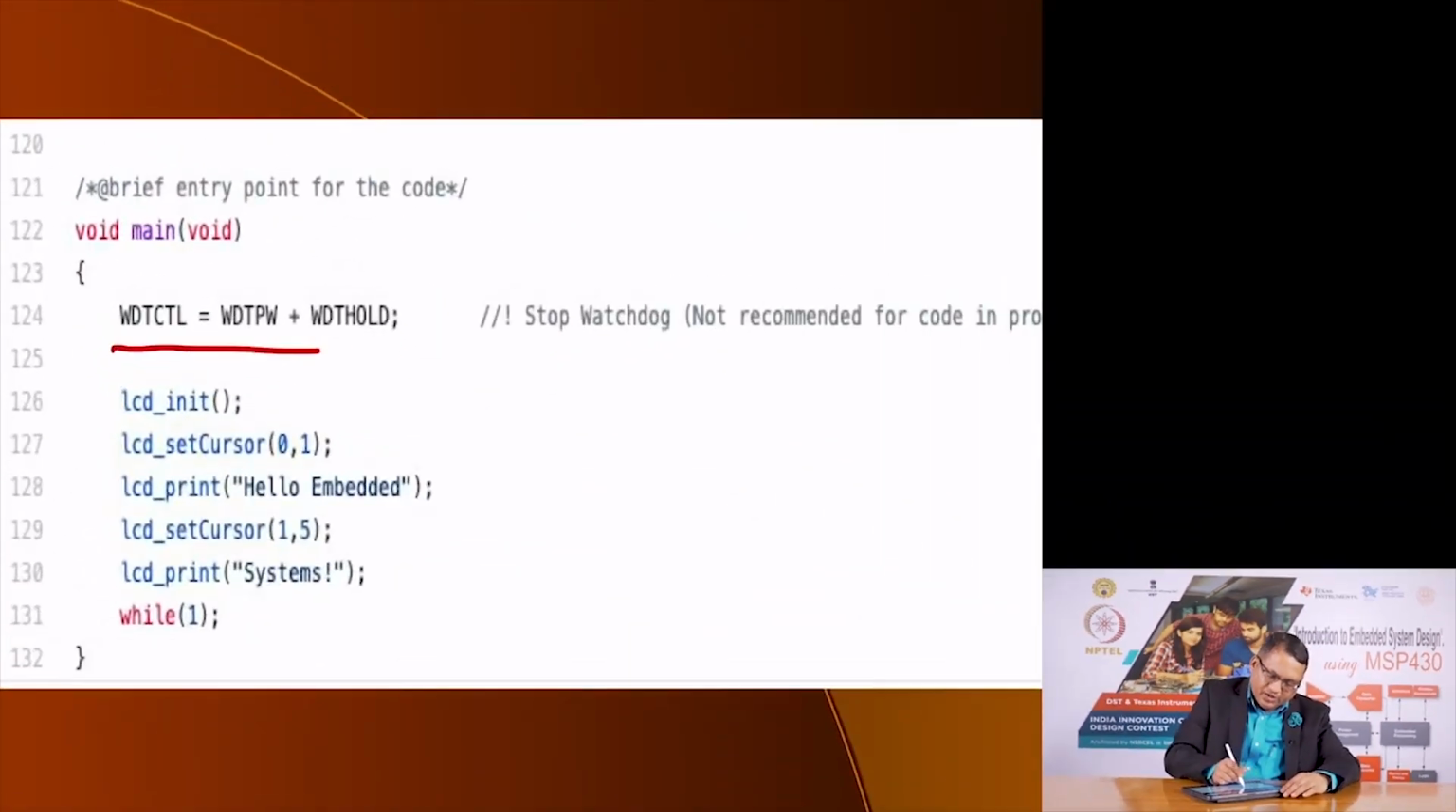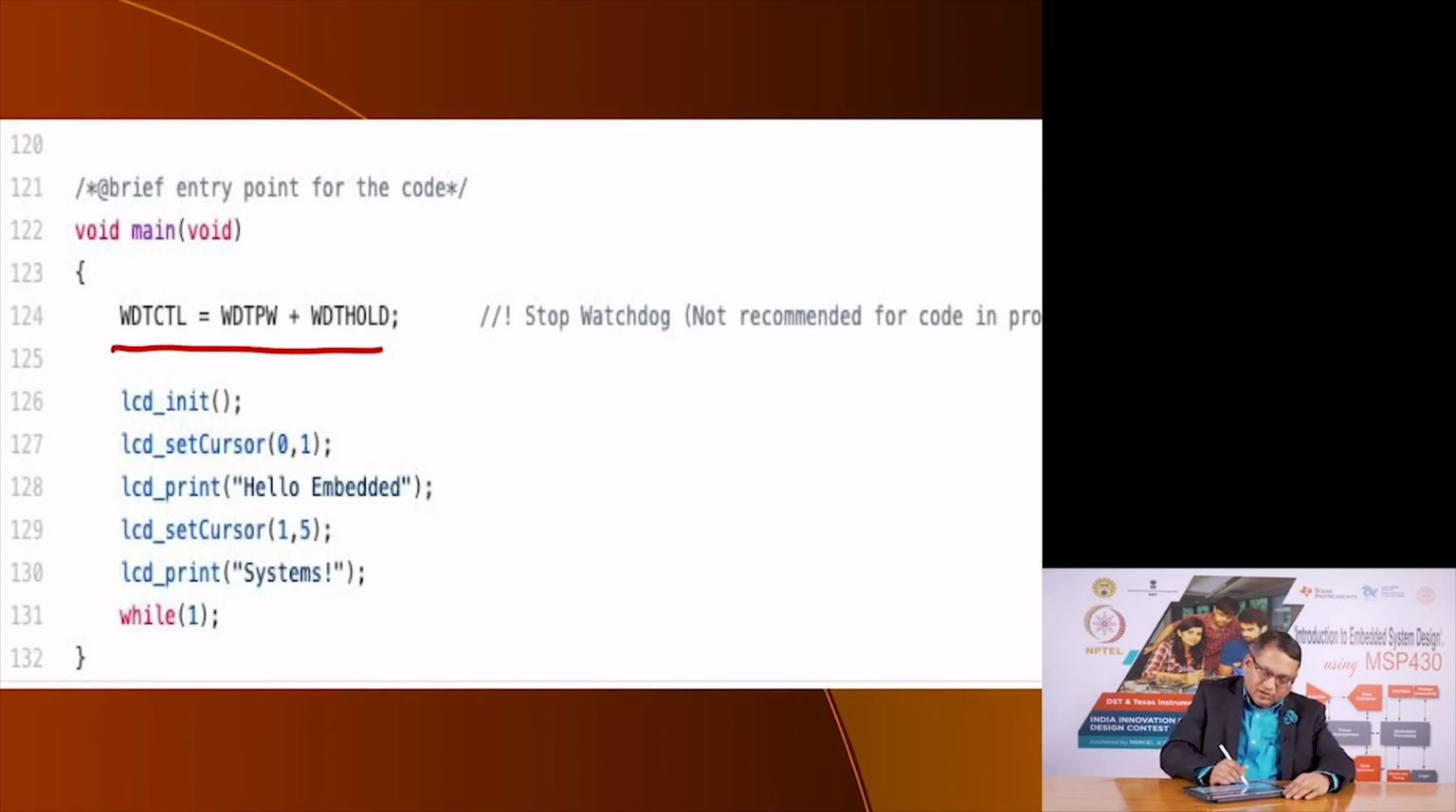So, the main program starts here. The main program is actually very simple, but that is because most of the functionality has been outsourced in the form of functions. The first thing that we do the moment we enter the main program is that we disable the watchdog timer. We do not want the watchdog timer on our MSP430 to interrupt us.